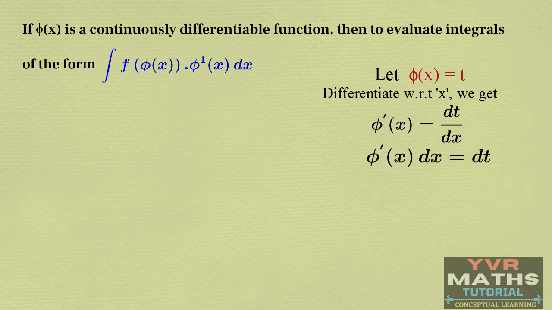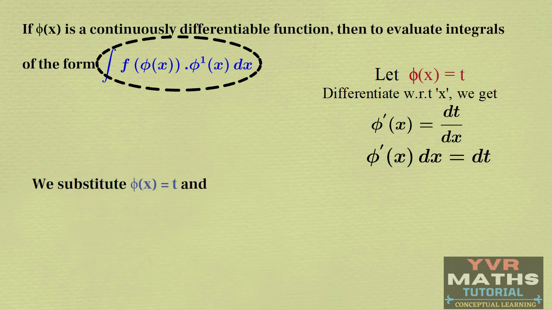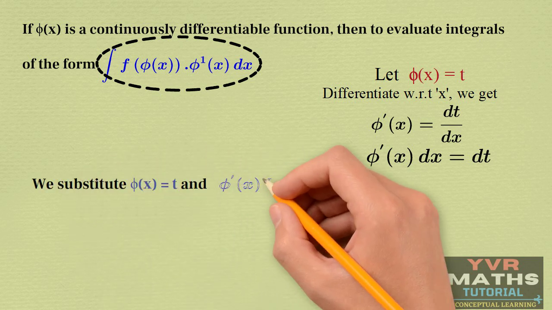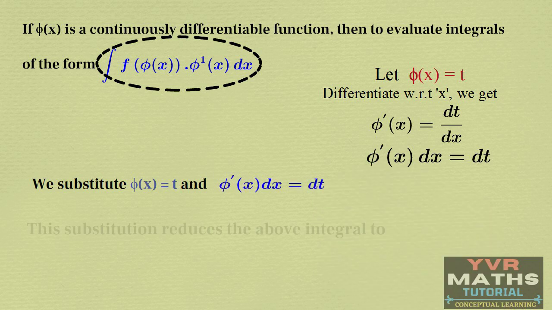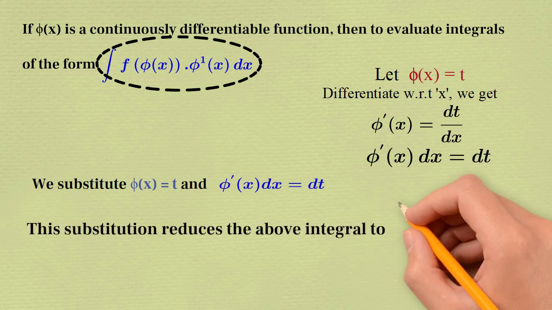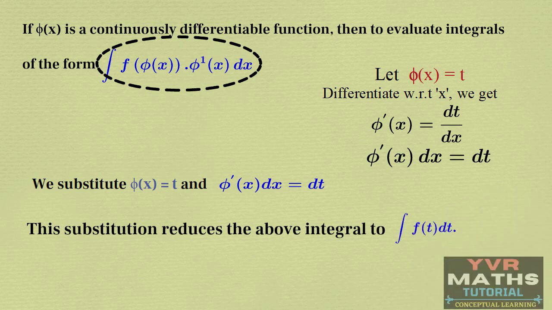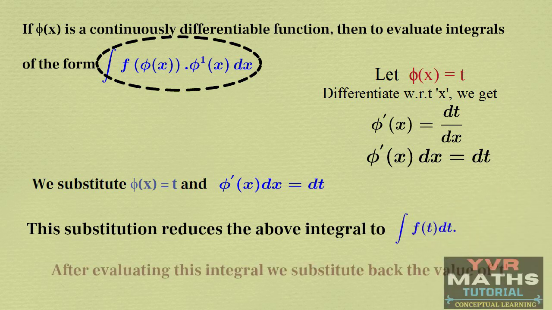Now I am going to substitute in this function phi of x is equal to t and phi dash x dx is equal to dt. So this substitution reduces the above integral to integral f of t dt. After evaluating this integral, we substitute back the value of t. This process of finding the integration of the given function is called the integration by substitution method. So this is the actual procedure of the substitution method.